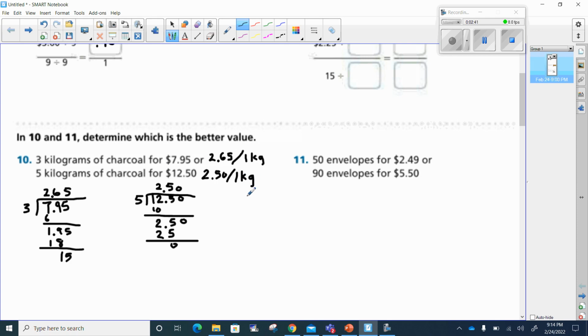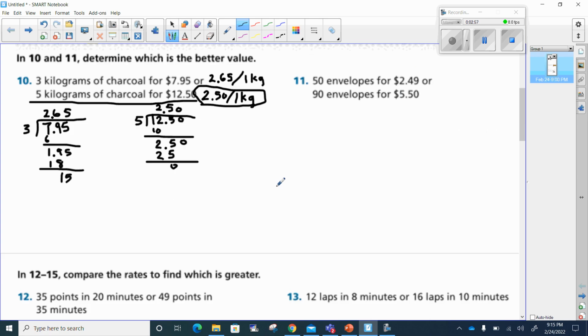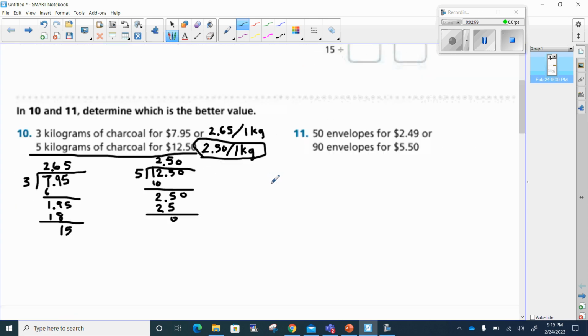So which is the better value? Me paying $2.50 for 1 is a lot better than me paying $2.65. So I'm going to go with this one. 5 kilograms of charcoal for $12.50. All right, let's go to number 11, or, so we're on the even ones, right? So I got number 12.